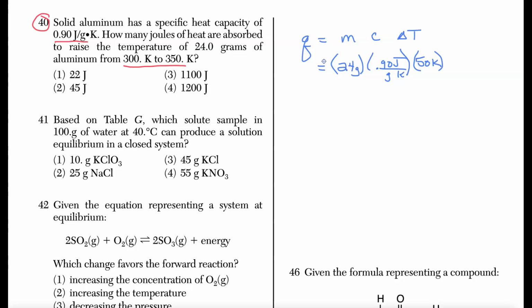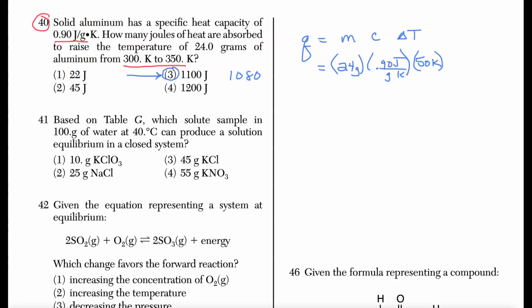So when I put this into my handy dandy calculator, 24 times 0.9, low specific heat for metals, times 50, I get an answer of 1080 joules. And 1080 joules will round, if you need 2 sig figs, and I'm looking for 2 in this answer, to 1100 joules. That's the closest answer, right? So that is your answer there, choice 3. That's just plugging into the thermal equation that you need when the temperature changes.